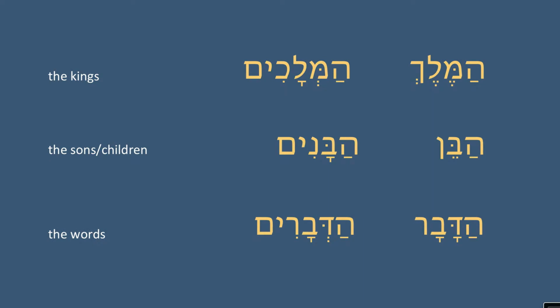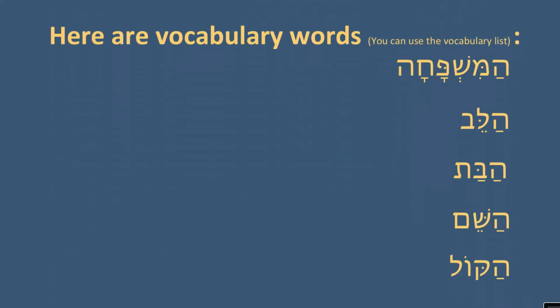So here are some examples for you to look at. Ha-melech, the king; ha-melachim, the kings; ha-ben, the son or child; ha-banim, the sons, the children; ha-davar, the word; ha-devarim, the words. Notice in each case there's a hey with a patach and a dagesh in the first letter of the word.